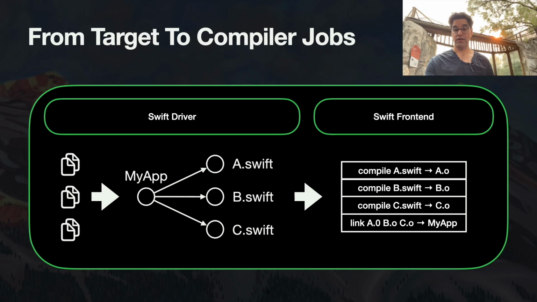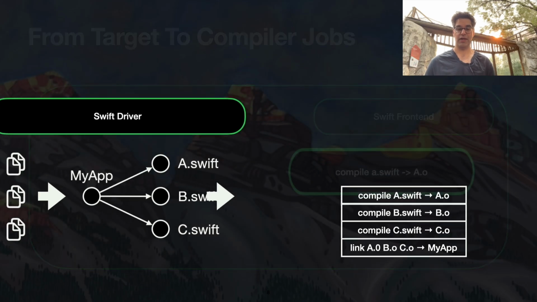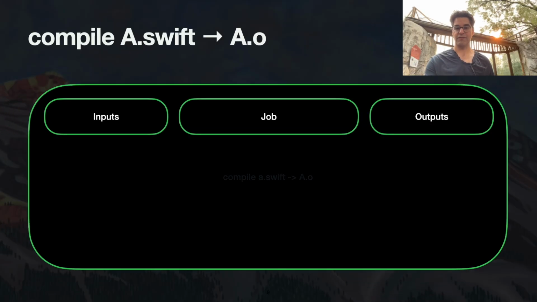So again, we are more interested in what takes the most time. And what takes the most time is the compiling. So we don't really have to worry about the linking here. That's more for illustration. We're going to dive into one of these compiler jobs. Consider the first one, compile a.swift to a.o. You'll see here that when we think about these jobs, we have inputs, we have the job itself, and we have outputs. And this structure is very stable, and we're always going to be coming back to the way this structure works.